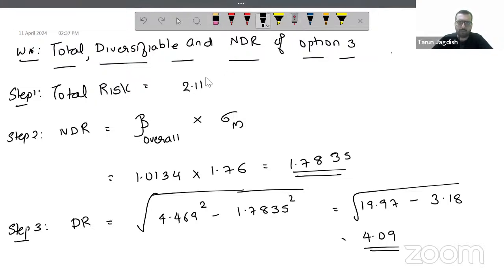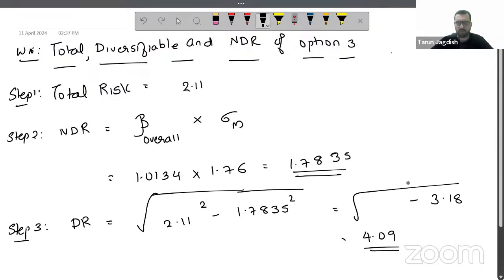So if this is 2.11, even this number will change. Here also it will be 2.11. So I will take 4.45 minus 3.18. Then I get 1.12 as the final answer here. 1.12.